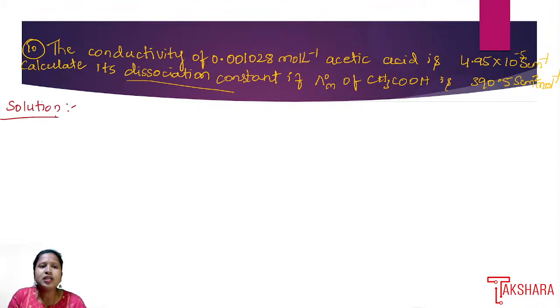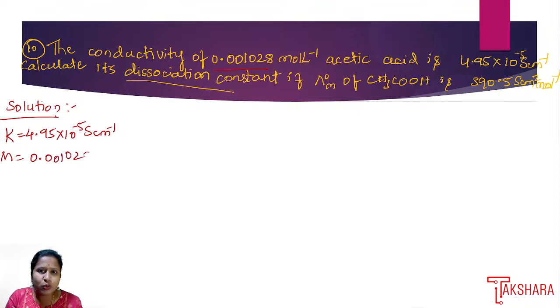The solution part for this: the conductivity of 0.001028 mole per liter acetic acid is given, so the concentration is given and the conductivity is given. Conductivity is denoted by the symbol K. So K is equal to 4.95 into 10 power minus 5 Siemens per centimeter. Then the molarity is given, that is M is equal to 0.001028 mole per liter. Then we need to calculate its dissociation constant, alpha.